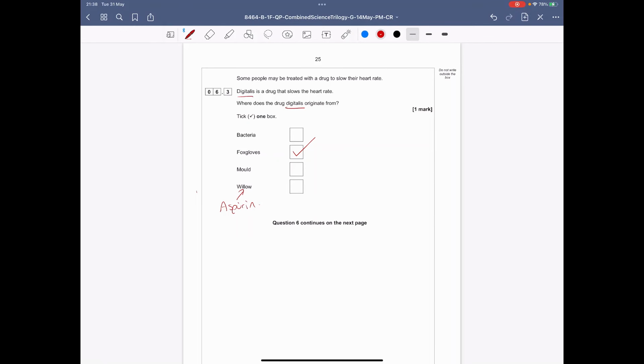Okay, so bacteria hasn't originated any drugs. Okay, a mold was actually used to create the first antibiotic, penicillin, and willow is used to make aspirin.